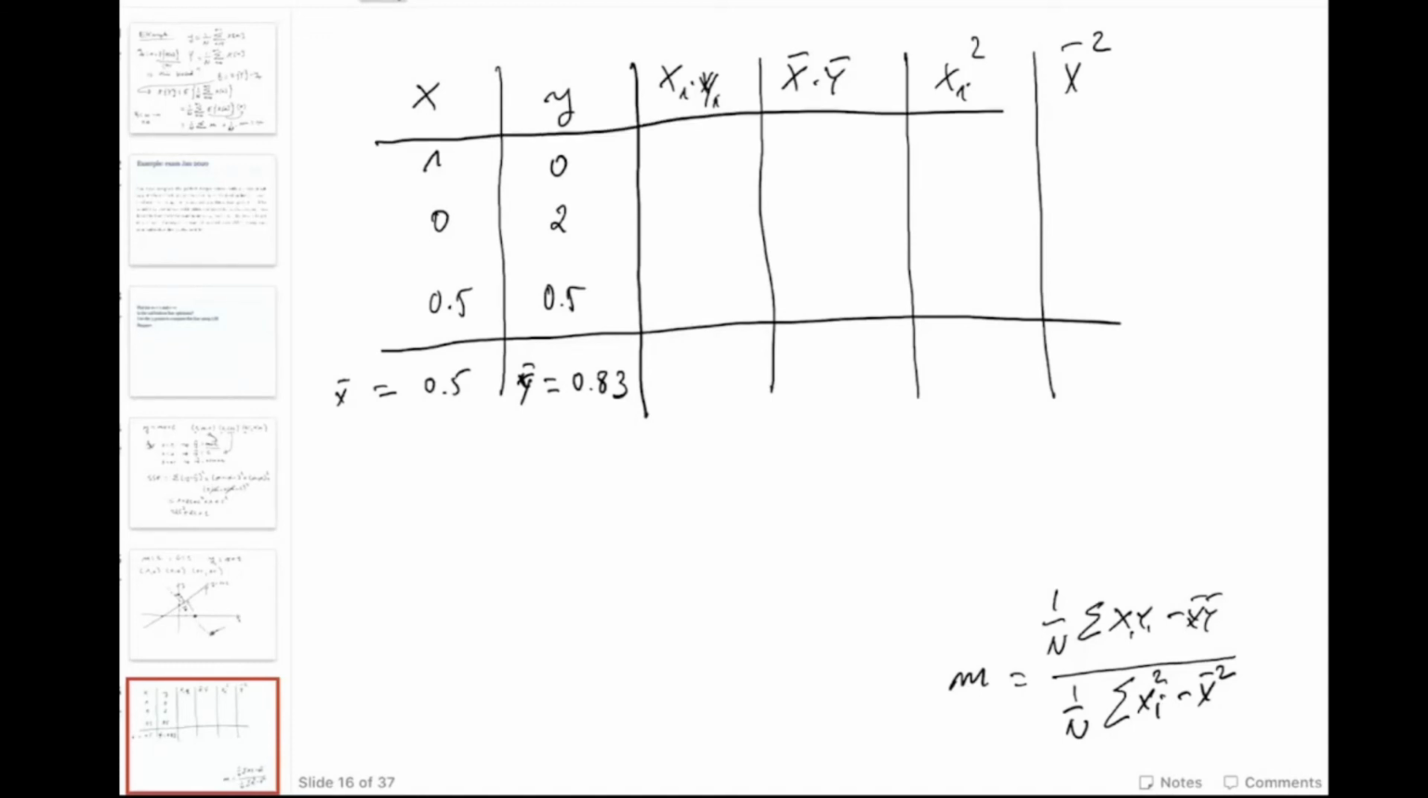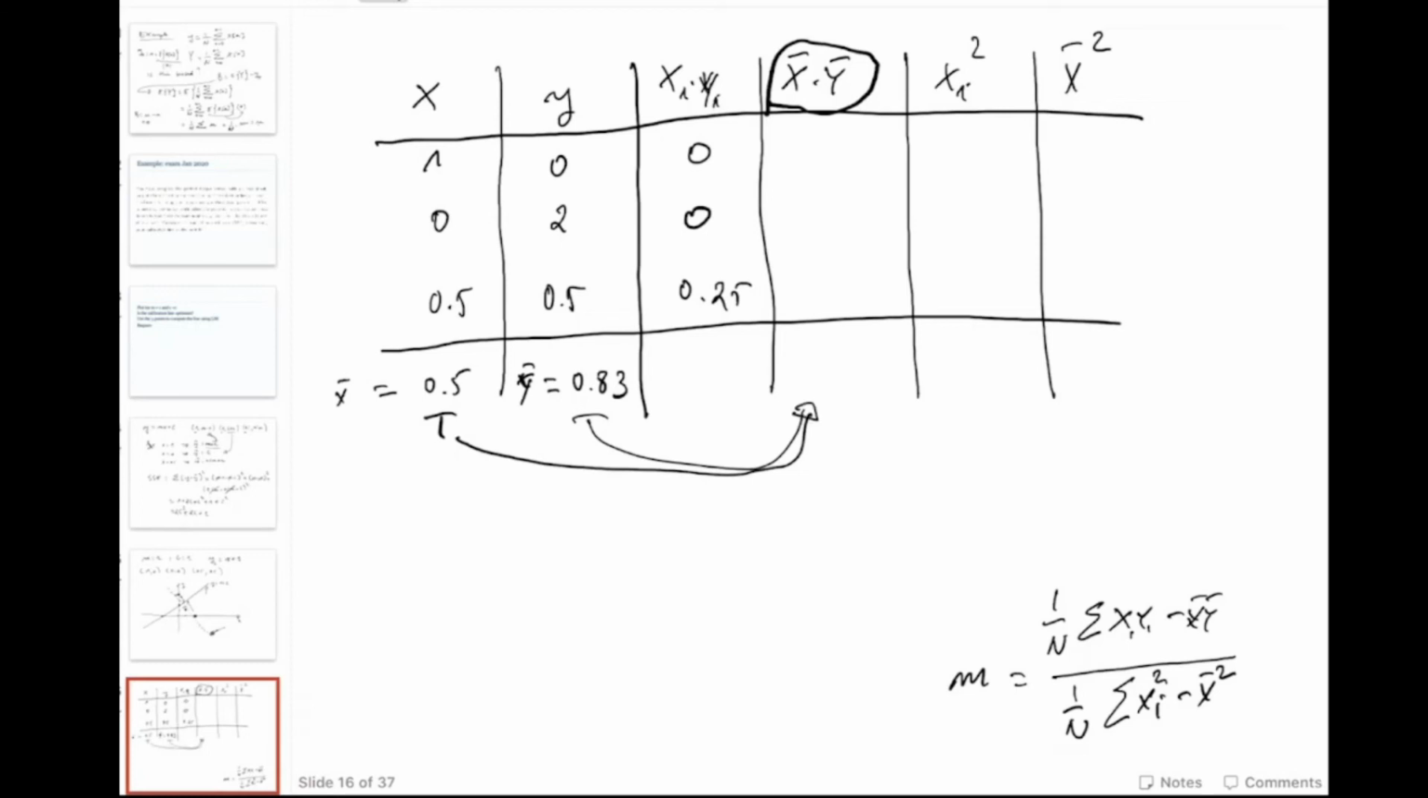We can also do the product. 1 times 0, 0; 0 times 2, 0; 0.5 times 0.5. This is 0.25. And for the product of the means, we just take this one and this one here. So we have 0.5 times 0.83. What we get is 0.415. This is the product of the means. For the square of our xi, we have 1 squared, 1; 0 squared, 0; 0.5 squared, which is 0.25. And then the square of the mean would be here, which will be 0.25.